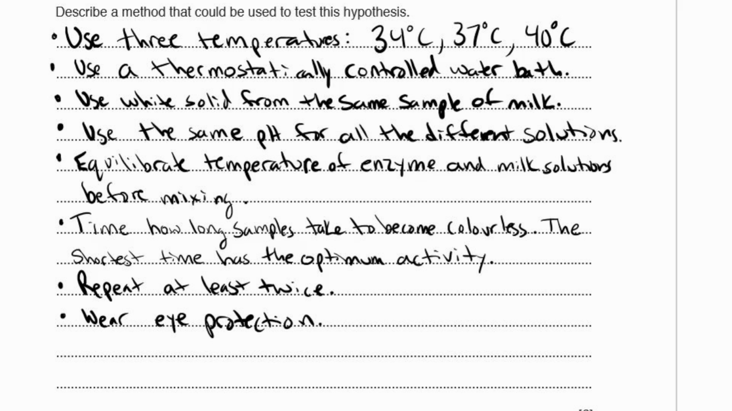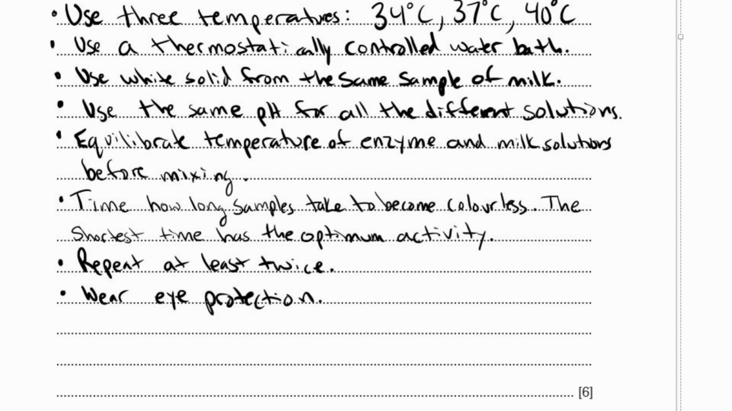So basically you're using the same. You're trying to set up the things that are the same, the controls. Equilibrate temperatures of enzymes and milk solutions before mixing, another control. Time how long samples take to become colorless. The shortest time has the optimum activity. You're saying what you're measuring there. And then you repeat at least twice and you wear eye protection. Okay, so that is 6 marks in total.